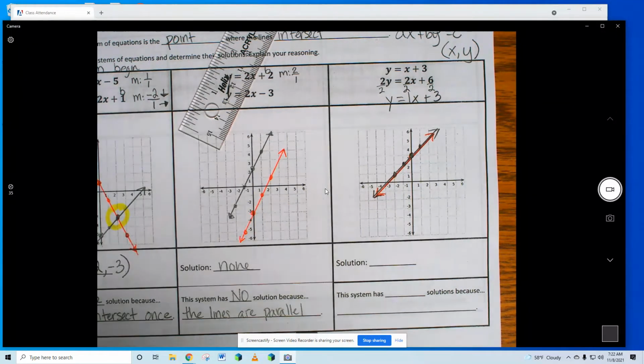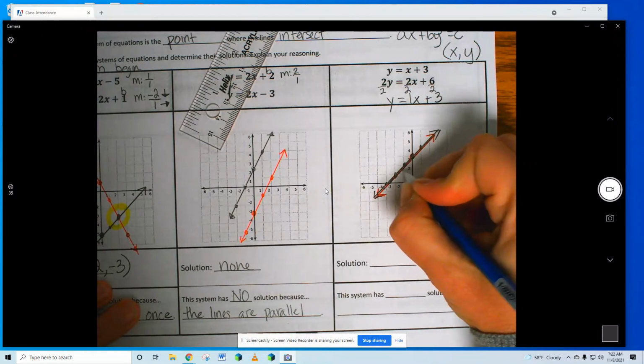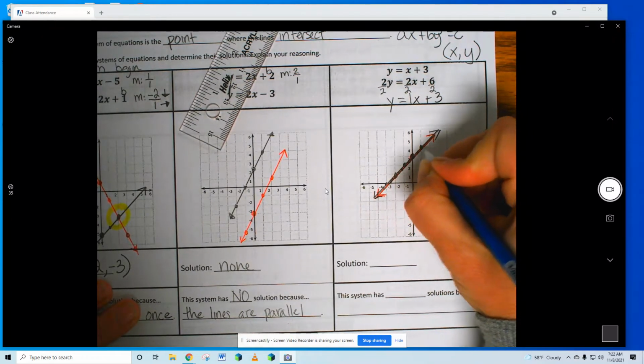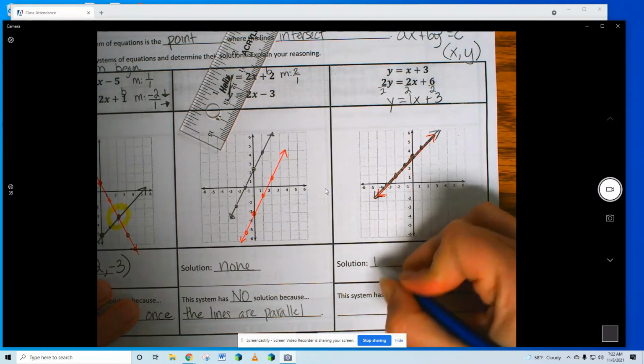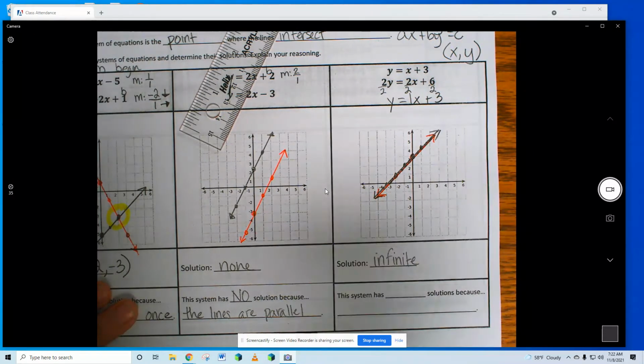Every time. They hit all points. Every single decimal in the middle of a box, in the corner of a box. Every single decimal. This is called infinite times. More than you can count because the line goes on forever.